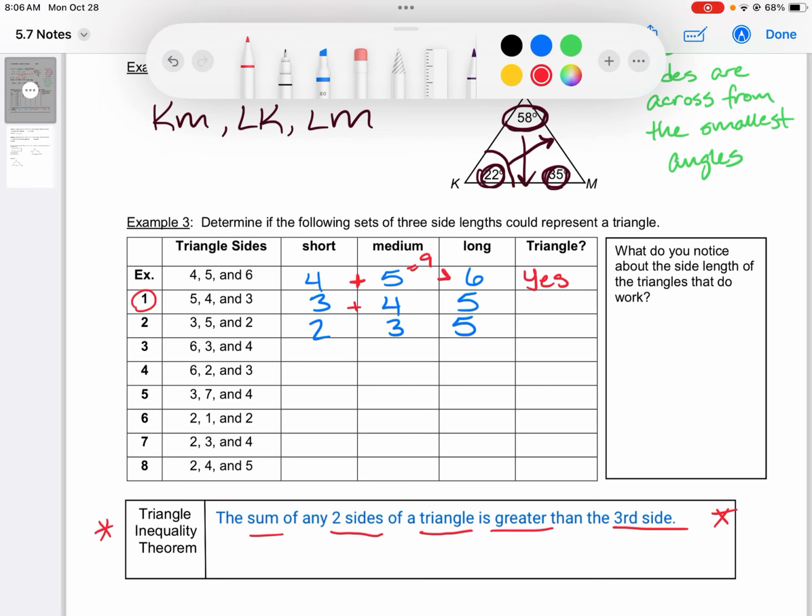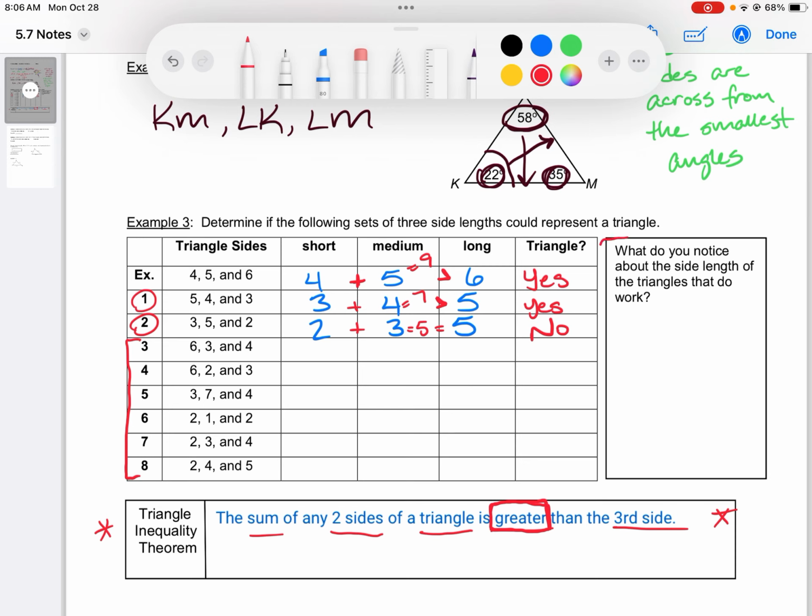If I look at number 1, I've got 3 plus 4, and that equals 7, and 7 is also greater than 5. So yes, that's also a triangle. And if I look at number 2, I add 2 and 3, and that equals 5, and 5 equals 5. This theorem doesn't say greater than or equal to, it just says greater than. And since 5 is not greater than 5, no, this is not a triangle.